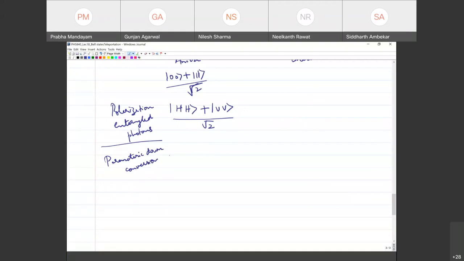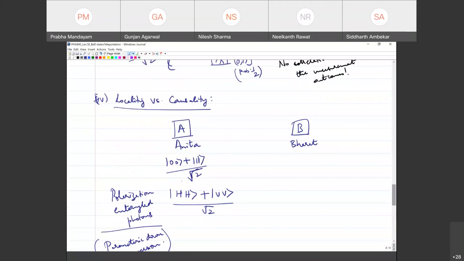Okay. So it's very easy to prepare this in a lab. In fact, we have a setup here in the electrical engineering department, Professor Anil's lab, which makes pairs of entangled photons like this, right? And let's say that she keeps one of this entangled pair. So this is my depiction of this entangled pair, and she sends the other one to Bharat, right? So now they each have a photon.